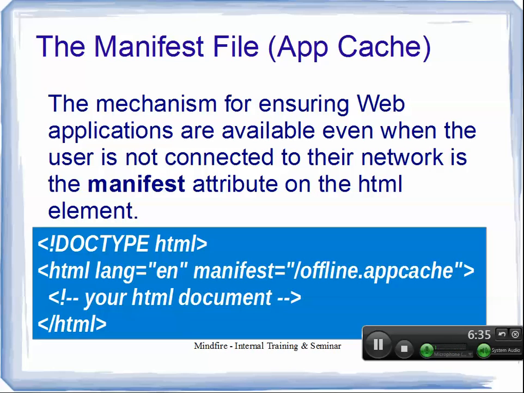HTML5 supports the attribute manifest. It is a file in which we can define which files we want to be cached in the browser while downloading from the server. It can be defined in the HTML tag as a manifest attribute, and we need to provide the path to that file, which is the file name .appcache. The extension of the file is .appcache.